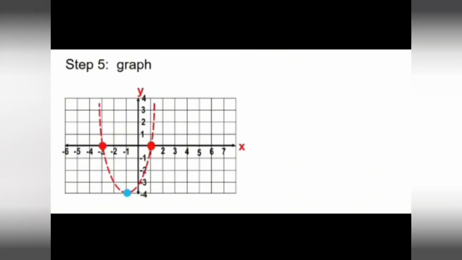So let's proceed to the graphing part. The vertex is the blue one, which is negative 1 and negative 4. And then the roots are negative 3 and positive 1. And that's the parabola of the equation.